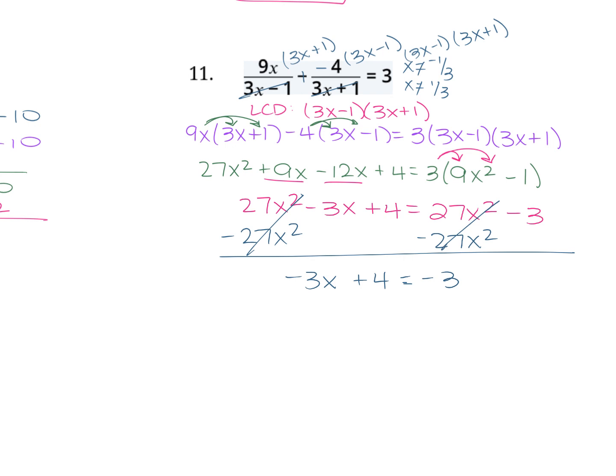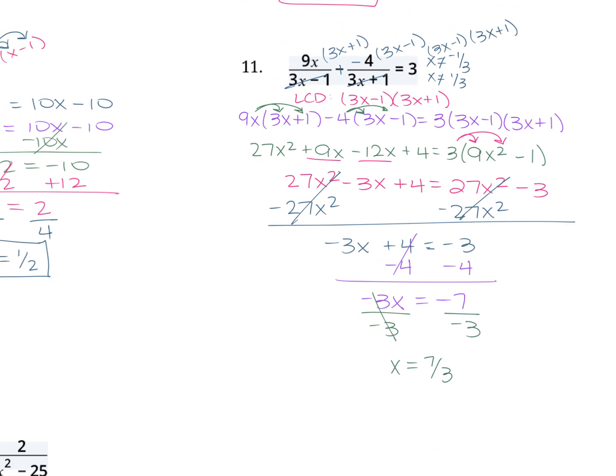So I'm going to move the 4 over and subtract it from both sides. That gives us negative 3x is equal to negative 7. From here, we'll divide each side by the negative 3. A negative divided by a negative is a positive, and x is going to equal positive 7 over 3. If we look from the very beginning, you had x can't equal negative 1/3, and x can't equal positive 1/3. 7 over 3 is neither of those numbers, so that's going to be our answer.